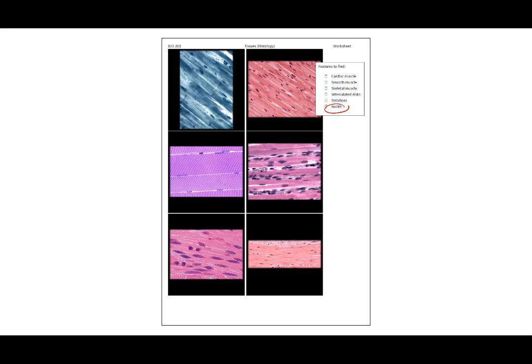But instead of identifying the nuclei on slides, I want you to know that for nuclei, cardiac cells have one, skeletal have multi or many, and smooth muscle only have one.